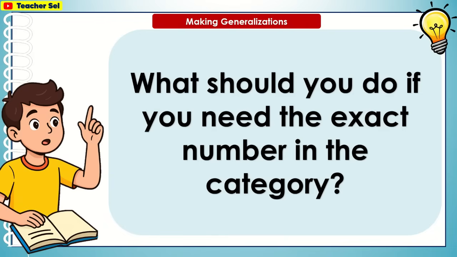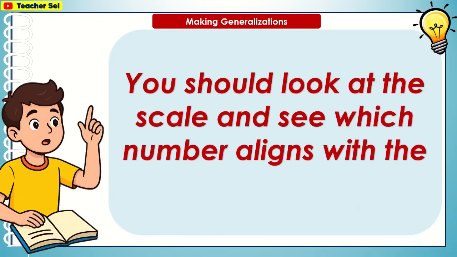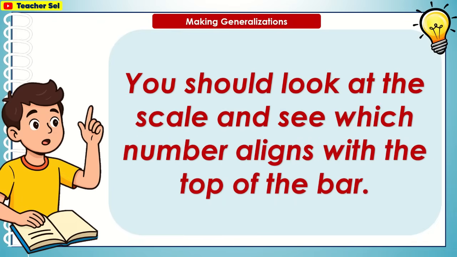What should you do if you need the exact number in the category? You should look at the scale and see which number aligns with the top of the bar.